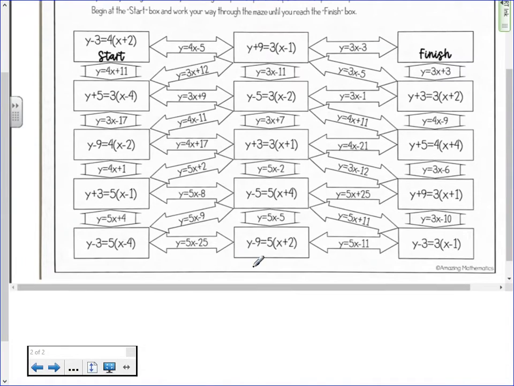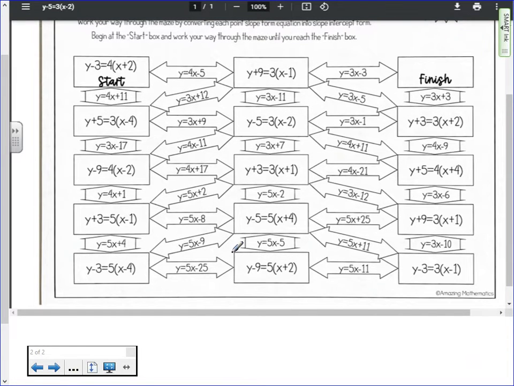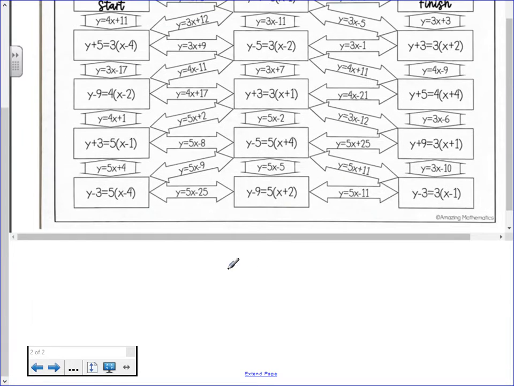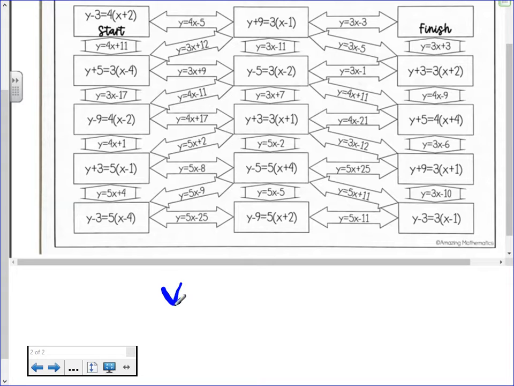Okay, regular math. This is the worksheet that you should have gotten from the sub today. It's a maze, and we are going from point slope form to slope intercept form. So here's where it says start. I'm going to actually write this down, and it would not hurt you to have a piece of notebook paper to show your work today.